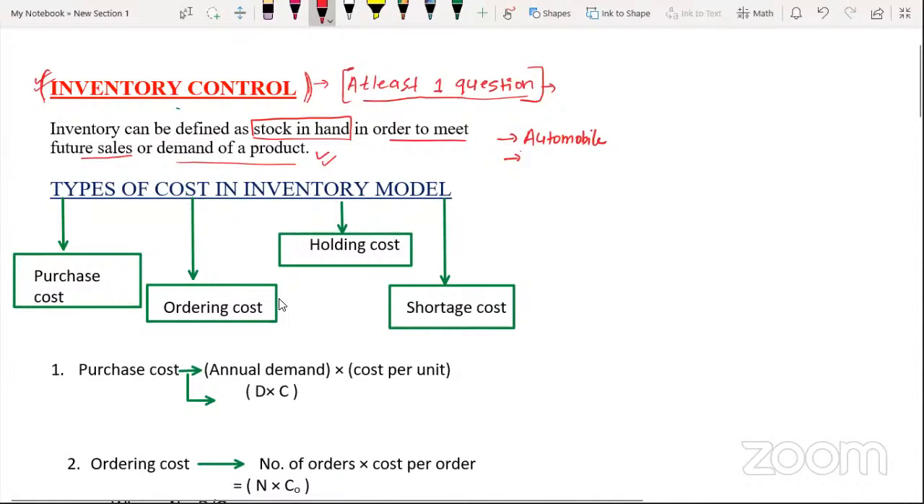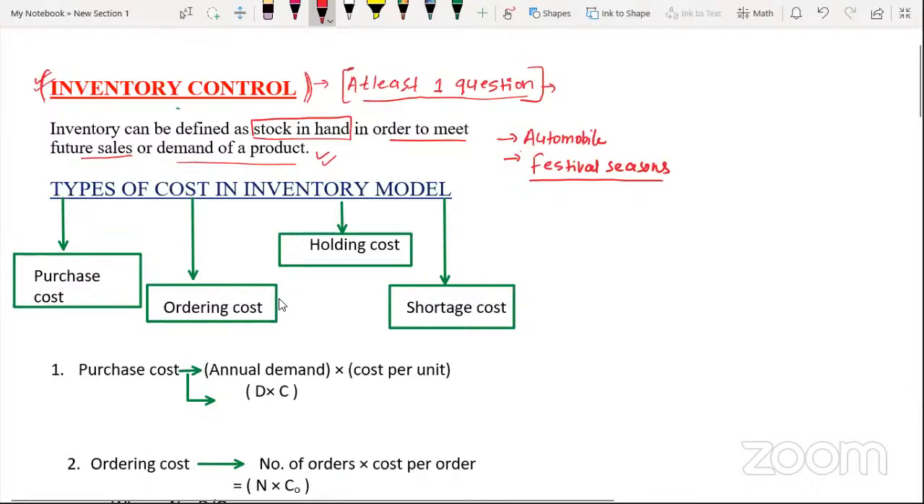In this month, this is known as festival season. We see that in festival seasons the sales of automobiles increase. So in order to meet the demand of the customer, we keep stocks in hand so that the customer does not go back. So this is inventory: keeping something in stock for future sale.